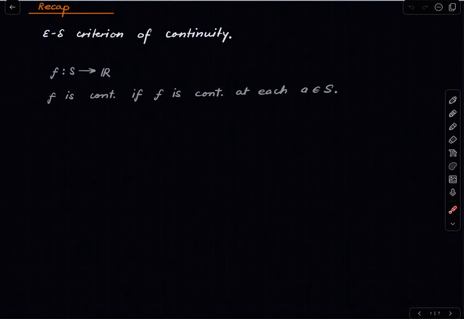Welcome to this lecture series in real analysis. In this lecture, we'll look at a very important concept, which is of uniform continuity. And primarily what we need to know and understand well to follow this lecture is the epsilon delta criterion of continuity. So let us recall what it says.